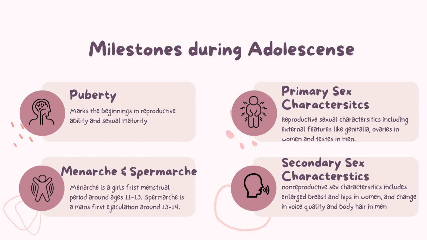This is marked by puberty. Puberty begins the reproductive ability and the sexual maturity in adolescence. This is represented through menarche and spermarche. Menarche is a woman's first menstrual period around ages 11 to 13, and spermarche is a man's first ejaculation around 13 to 14.